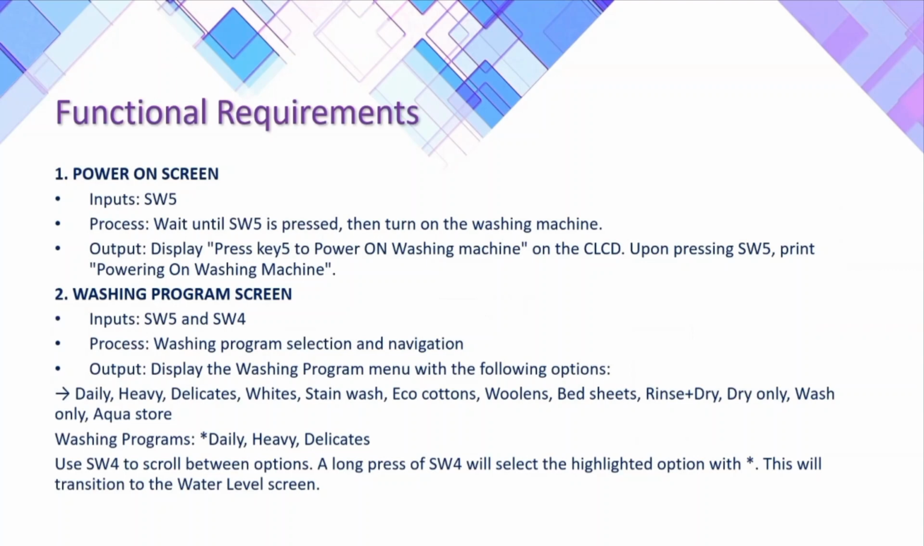So first, the power on screen functional requirement. We will give its input from switch number 5, and it waits until switch number 5 is pressed, then turns on the washing machine. It gives us output as displaying "press power key 5 to power on the washing machine" on our CLCD display.